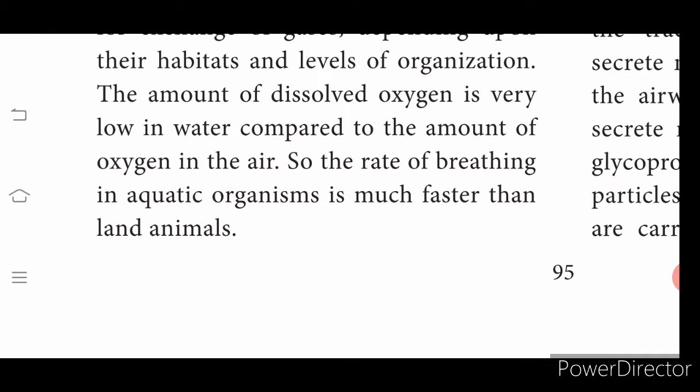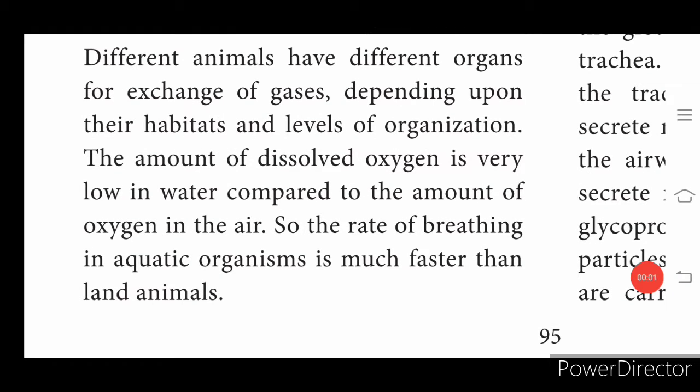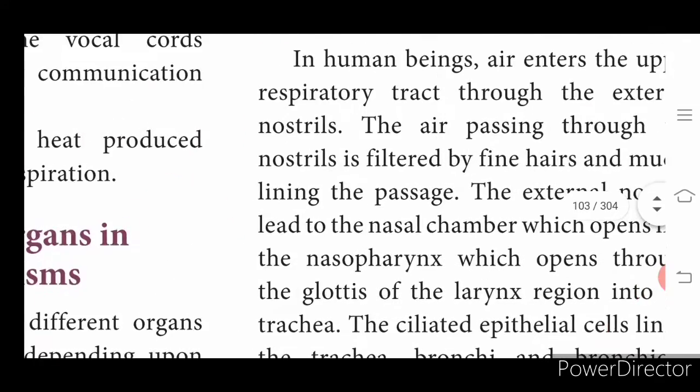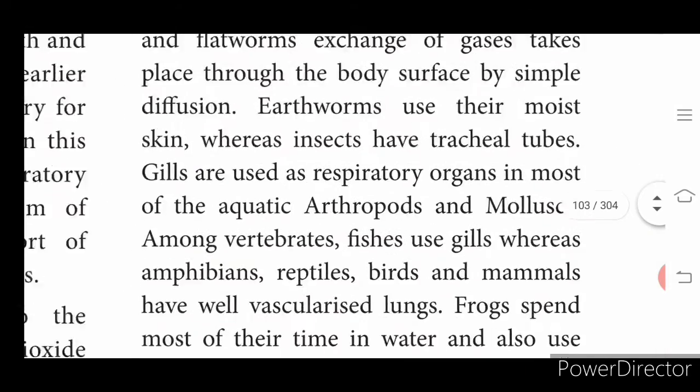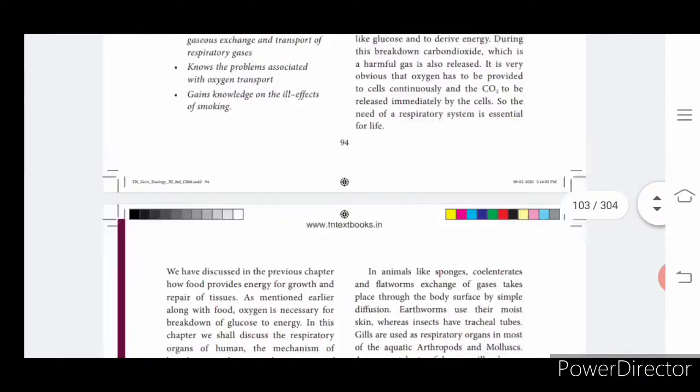What is habitat? Habitat is the place where an organism lives. The amount of dissolved oxygen is very low in water compared to the amount of oxygen present in air. So the rate of breathing in aquatic organisms is much faster. Rate of breathing with reference to time is faster in aquatic organisms than in land animals. Follow?